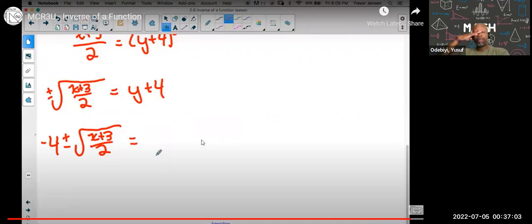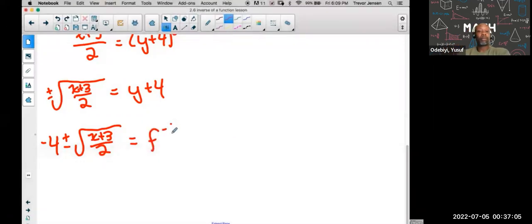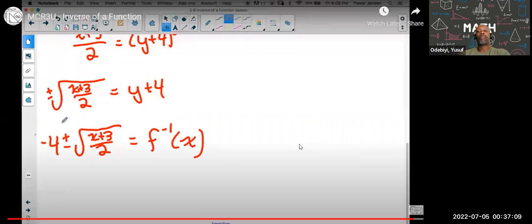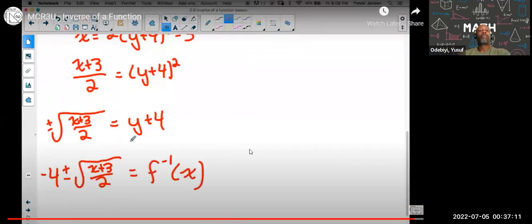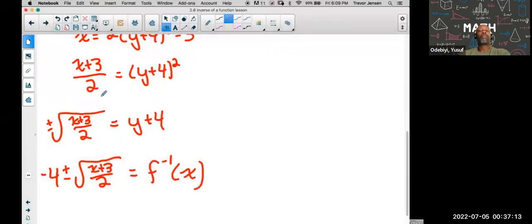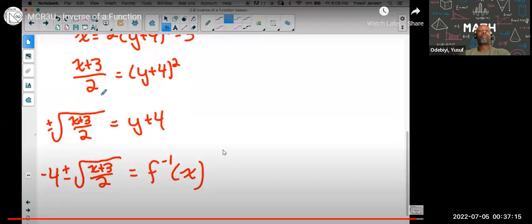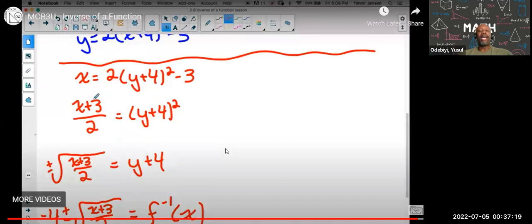Over 2 is equal to y. y is now by itself, so I can write the inverse notation, inverse of f at x. So that was just gone through really quickly, how we can algebraically write the equation of the inverse of a function. Okay, so that is done.